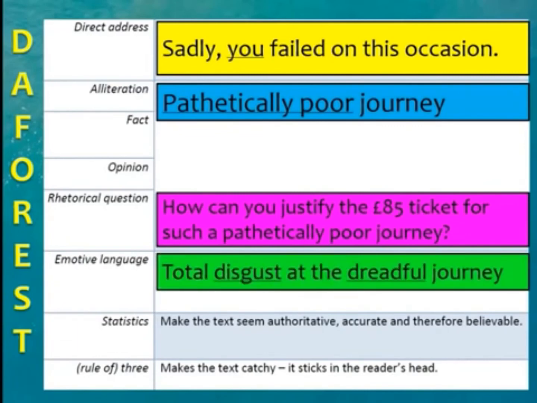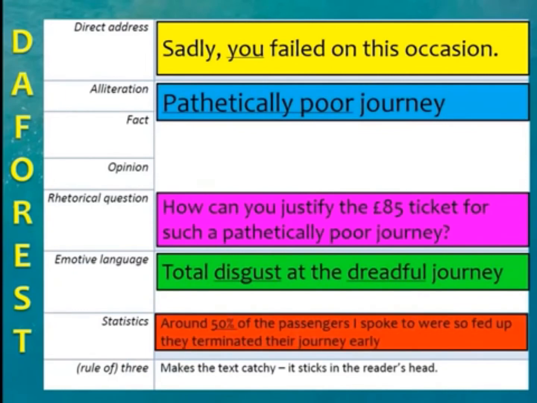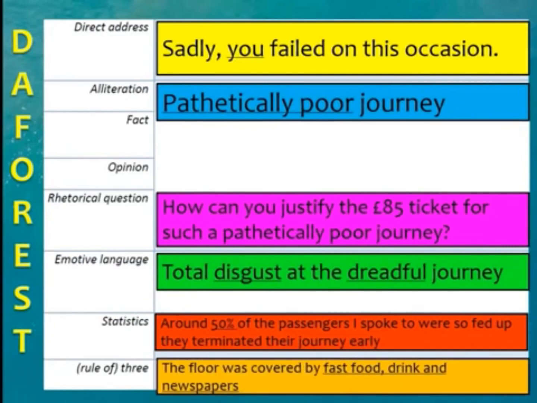Emotive language: total disgust at the dreadful journey. I could have put I didn't like the journey, it wasn't very good. But disgust and dreadful really make it sound awful and really stick in the reader's head. Statistics: around 50% of the passengers I spoke to were so fed up they terminated their journey early. Rule of three: the floor was covered by fast food, drink and newspapers. The mark scheme says to get the high grades you need to use stylistic devices. So here we've got six really good sentences that all the way through the letter the examiner can see we know how to do stylistic devices, we know how to use DAFOREST. Basically it's going to be a really, really good letter if you use these devices.